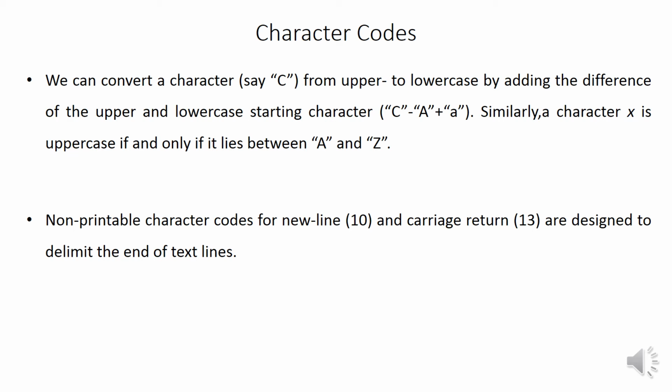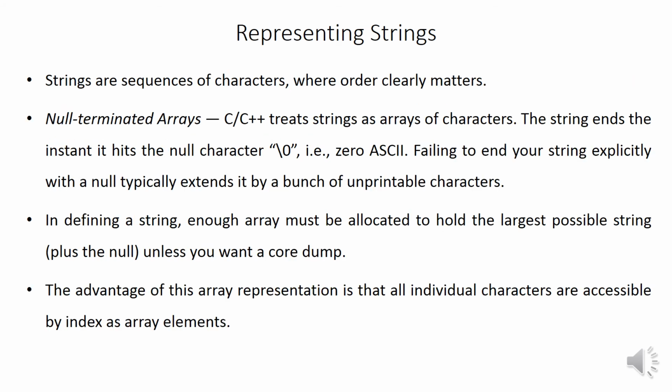So non-printable character codes for new line, that is 10, slash n in C language or C++, and carriage return, that is 13, are designated to mark the end of text lines. Like character codes, we also see here the representation of a string. As per our previous slides, every third year student knows what a string is, because we use strings, or combinations of strings, in our programs and perform some operations on them.